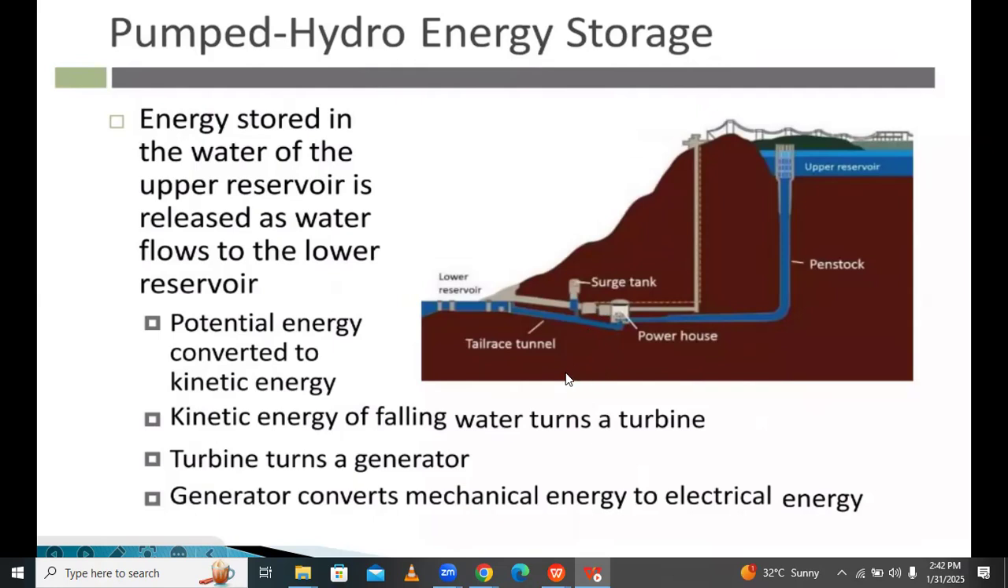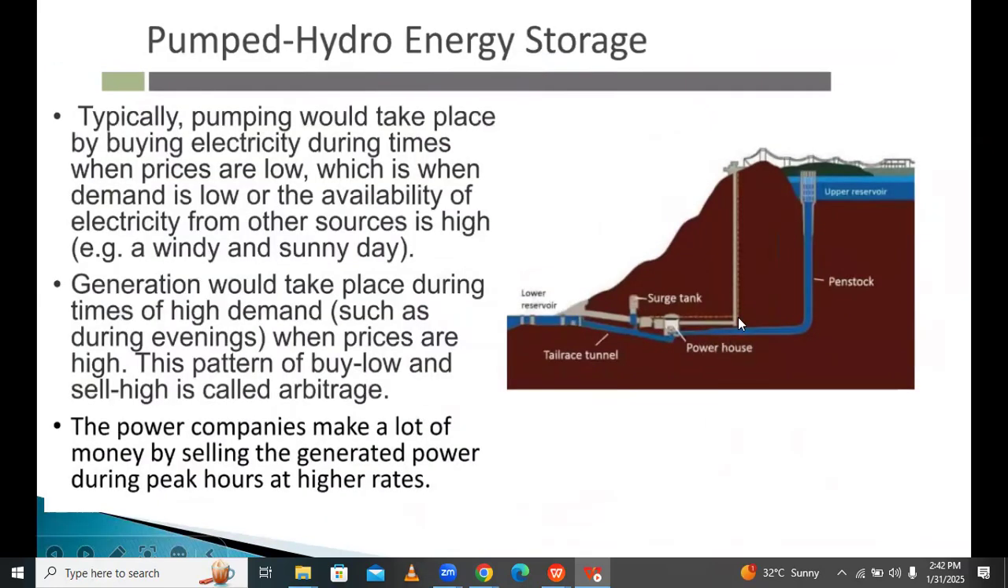There is a mechanical coupling between the turbine and generator. The turbine is rotating, the generator shaft is rotating, and we can get electricity. The turbine turns the generator, and then we generate electricity. That is called converting mechanical energy to electrical energy. This is the operating principle of pumped hydro storage systems.